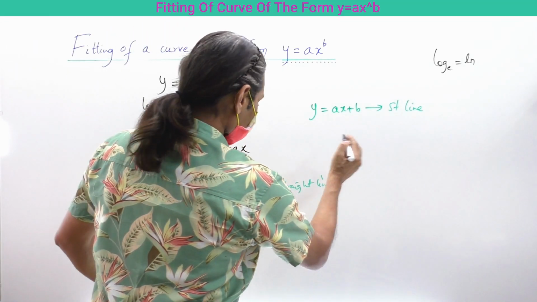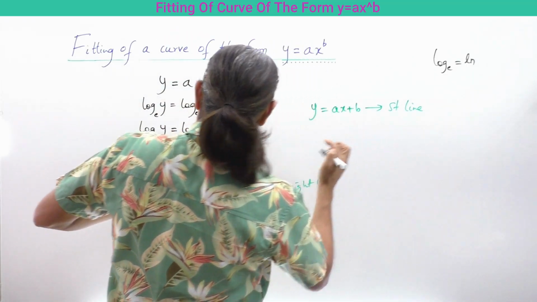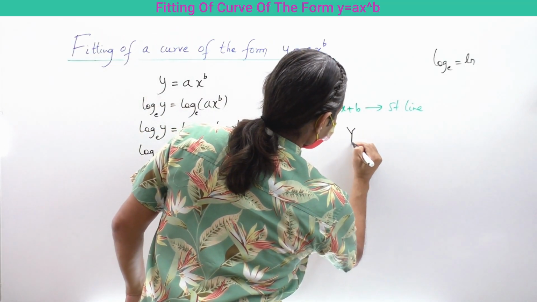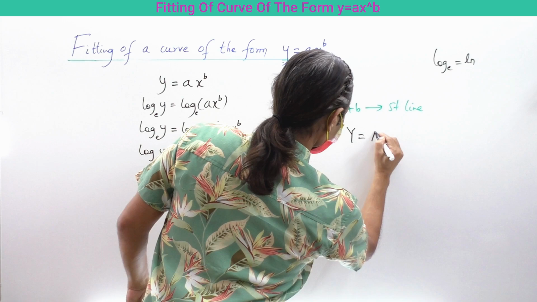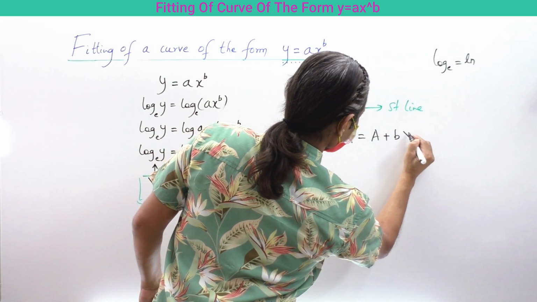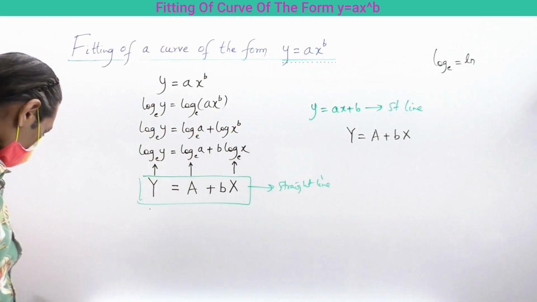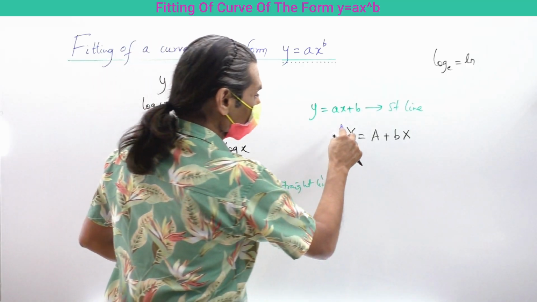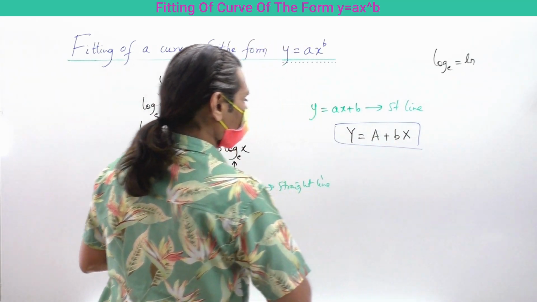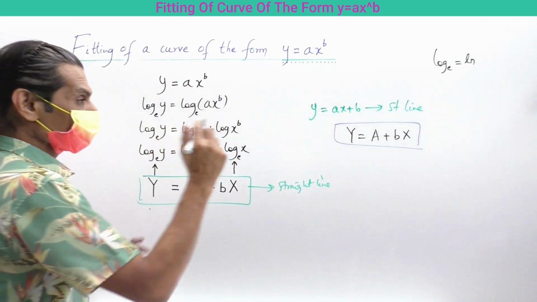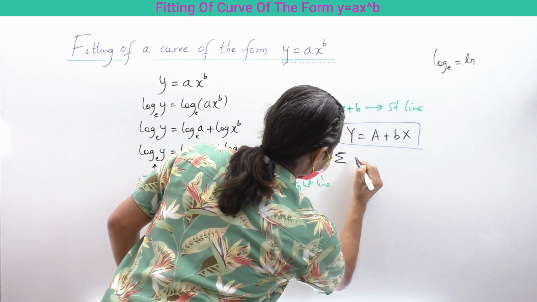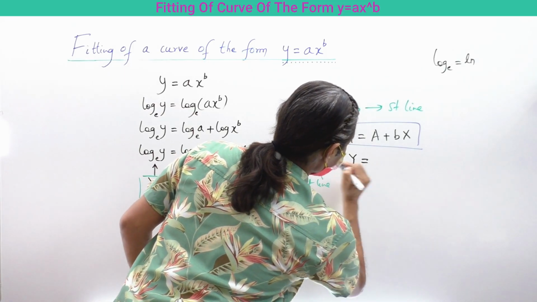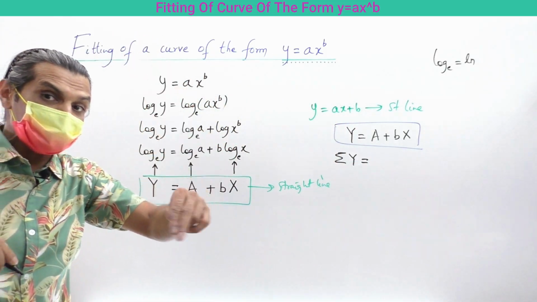So, I write here, we have y is equal to capital A plus small b into capital X. For this we need to apply what? The least square and find A and B. So, how to do that? Simply, see here, capital Y is equal to, apply summation twice.